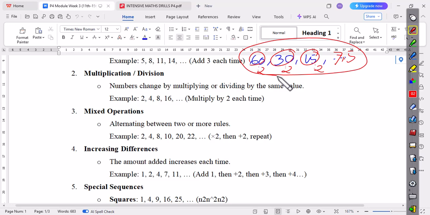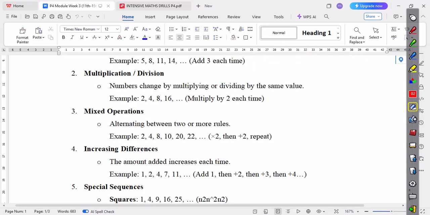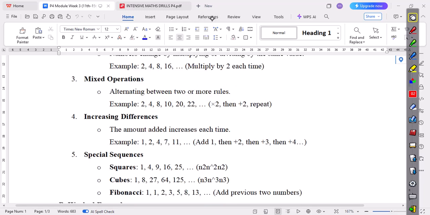Okay, next. The next pattern we have here is mixed operation. This mixed operation is a little bit hard, but if we keep trying to do this kind of question, we can find the pattern of the numbers.